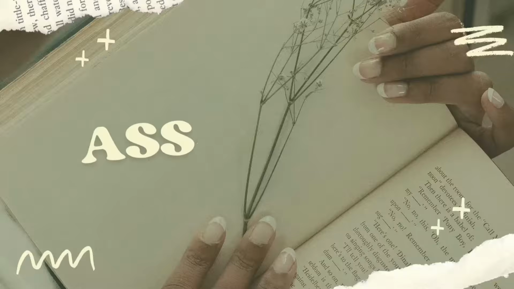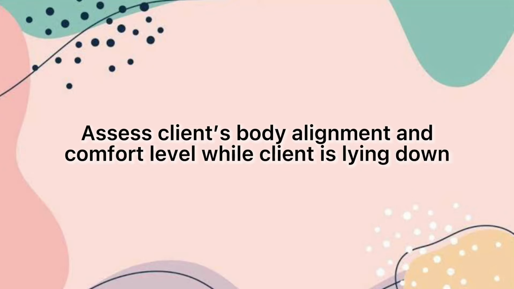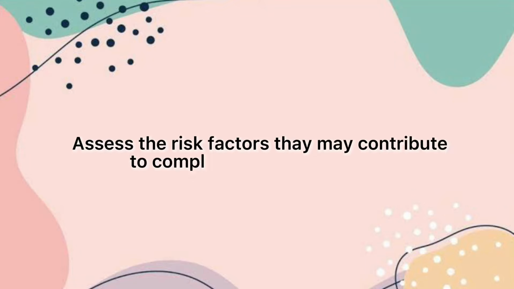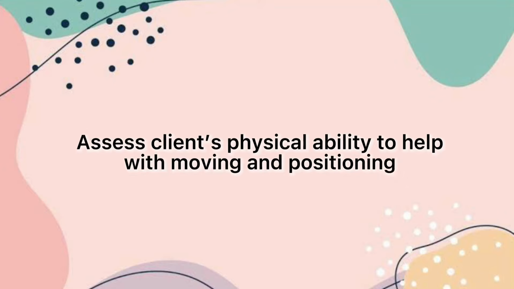For the first procedure in the positioning of the bed is assessment. So we need to assess the client's body alignment and comfort level while the client is lying down. And next, we need to assess the risk factors that may contribute to complications of immobility. And next is to assess the client's physical ability to help in moving and positioning.